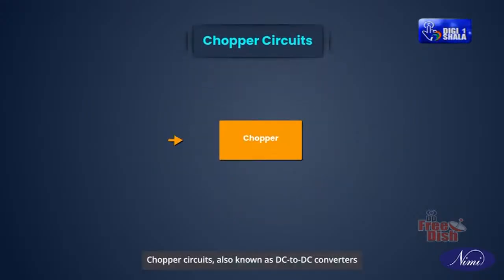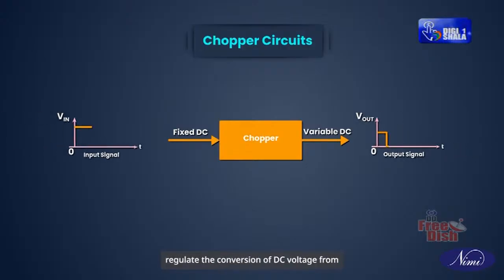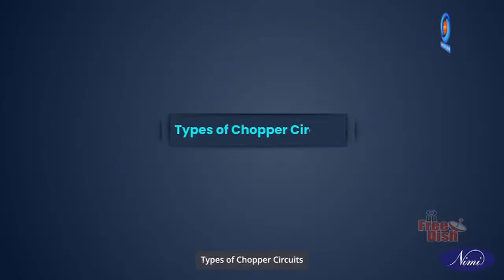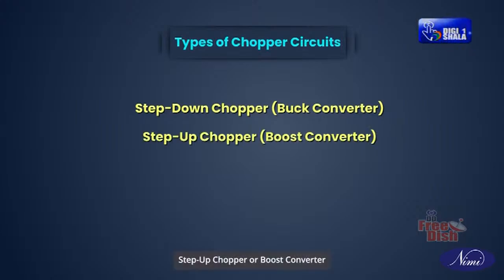Now let's see what chopper circuits are. Chopper circuits, also known as DC to DC converters or switch mode power supplies, are electronic circuits used to control and regulate the conversion of DC voltage from one level to another. Types of chopper circuits: step-down chopper or buck converter and step-up chopper or boost converter. Let's see each in detail.